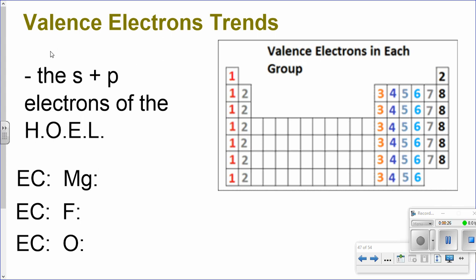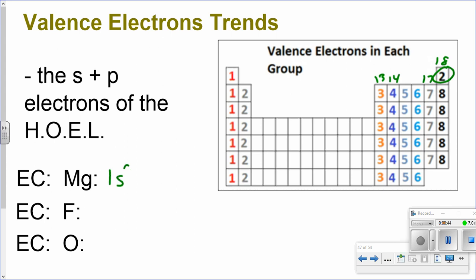Everything in group 1 has one valence electron, group 2 has two, group 13, 14, 15, etc. This is group 17 and 18. Notice there's a small exception with helium because it only has two valence electrons. But other than that, it follows a nice pattern. Why does it have these patterns?